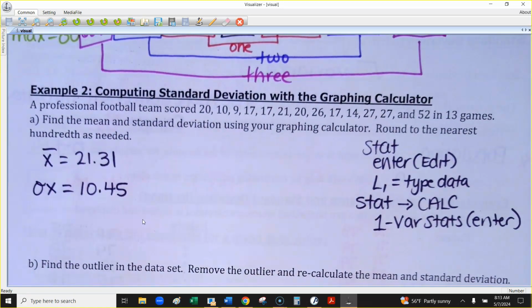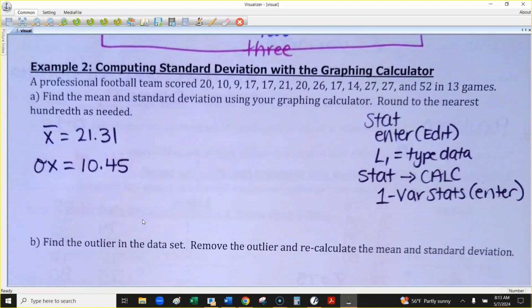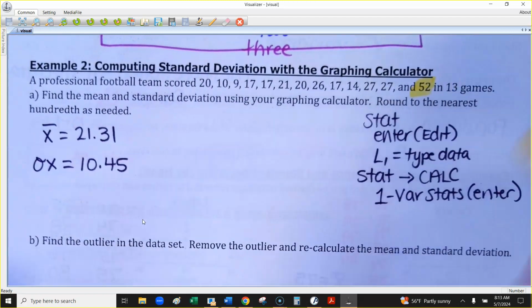Does anybody think, if they're looking at that lovely list, that they could tell me the outlier? What do you think? Yeah, for sure. All right, so the 52 is going to be the outlier.